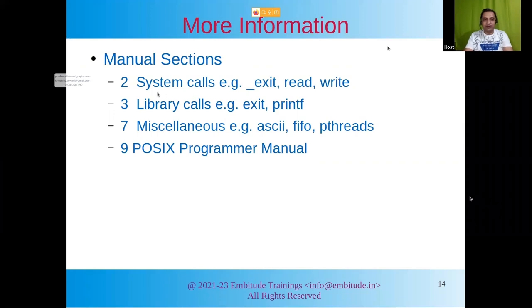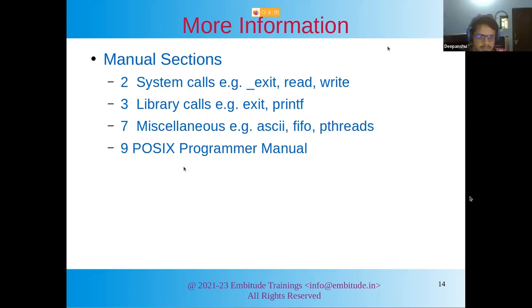So for system calls, we say man 2. If we want library functions, we use 3. Then for miscellaneous, we use man 7, and then man 9. So these are basically the manual sections. Clear? Got it. All right.